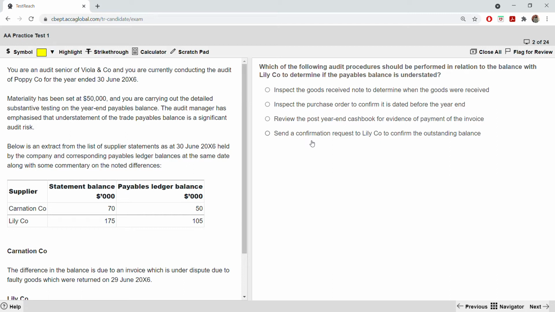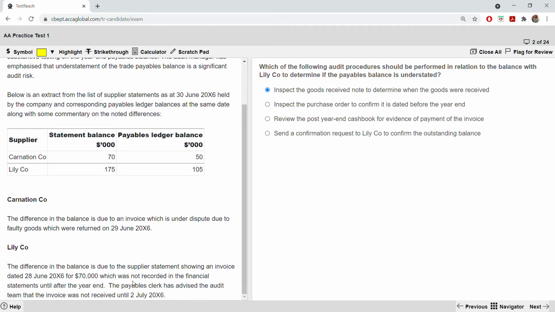First of all, you should understand what you're supposed to do here. You're supposed to determine if the goods should be included in the payables at the year end by inspecting the goods received note. So it is the first one. If you see for Lily and go down, why is the difference due to the supplier showing an invoice dated at this date, which was not recorded in the financial statements until the year end? So inspect the goods received note to determine when goods were received.